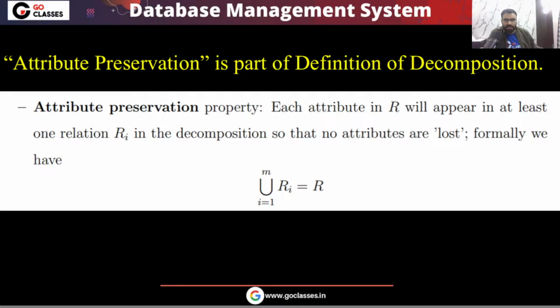I told you that attribute preservation is part of the definition of decomposition. If attribute preservation does not happen, then we cannot call it decomposition. So remember the attribute preservation property. What does it mean? It means that every attribute of R will appear in at least one of the sub-relations, meaning no attribute is lost. Very simple point. So this is called the attribute preservation property, and this is part of the definition of decomposition.